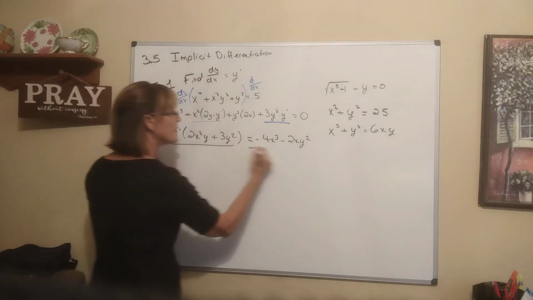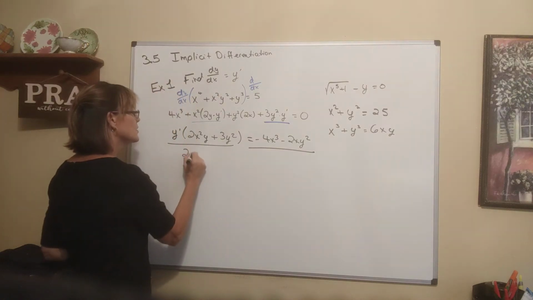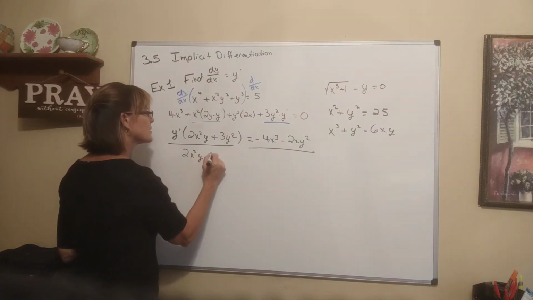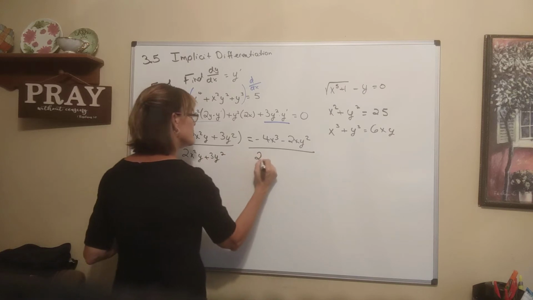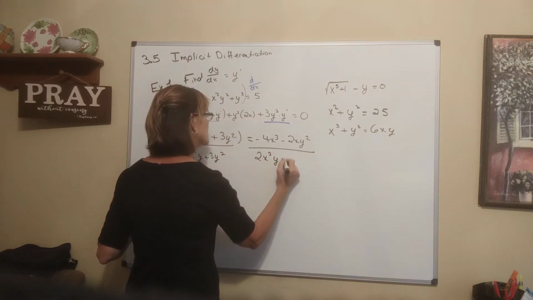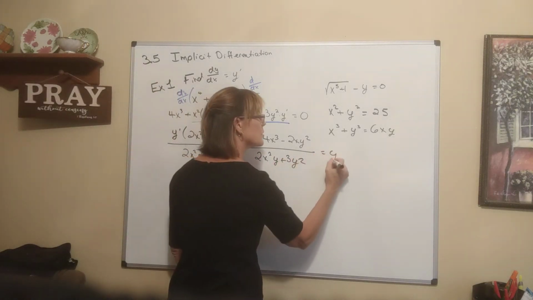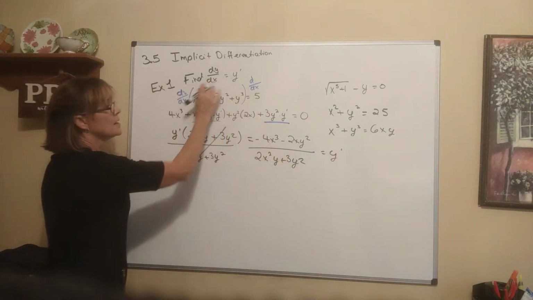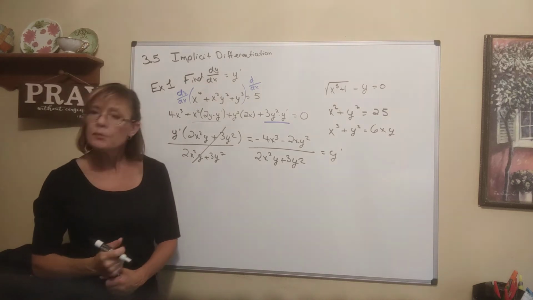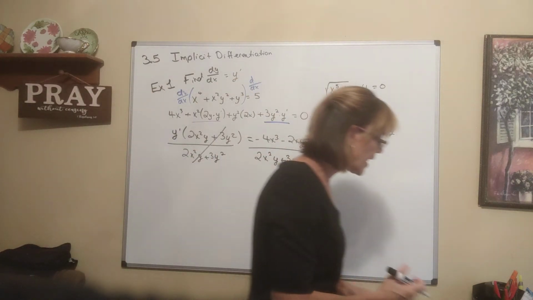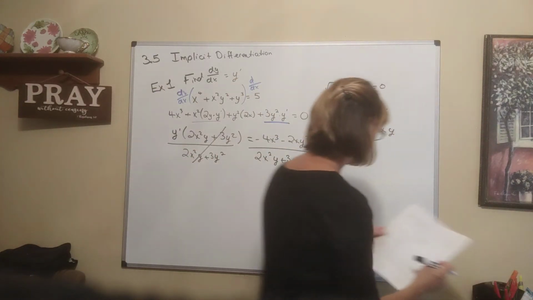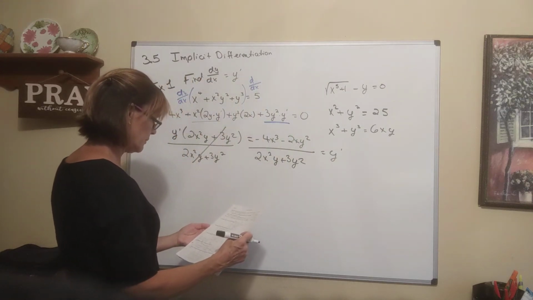I'm just simply going to divide both sides by all of this, 2x squared y plus 3y squared. This is what y prime equals, and y prime is the same thing as dy dx. So that is example 1. Let's go ahead and have a look at another one. You get in the rhythm here, and not too long.